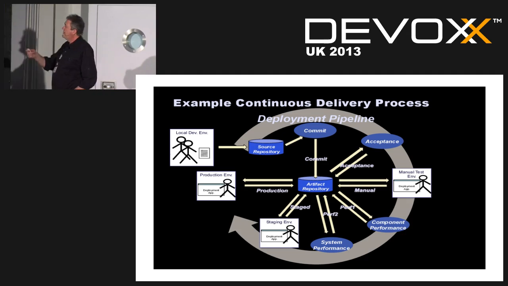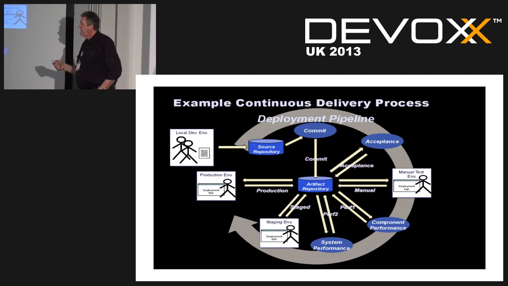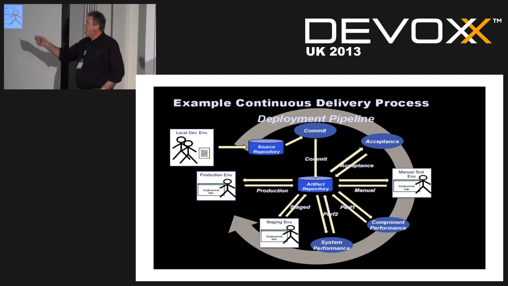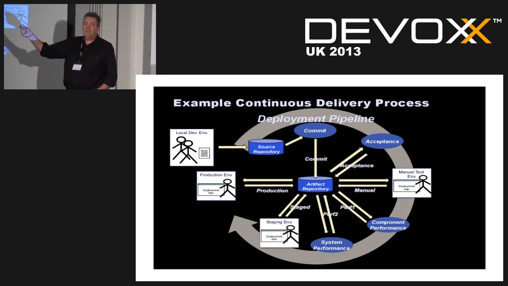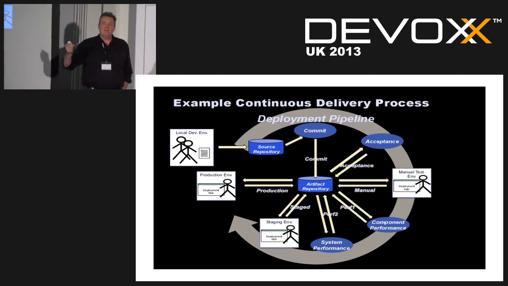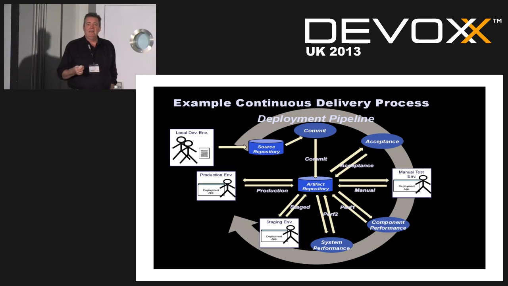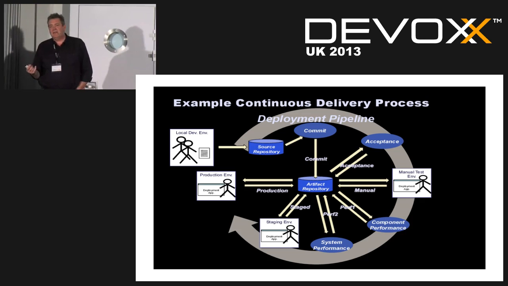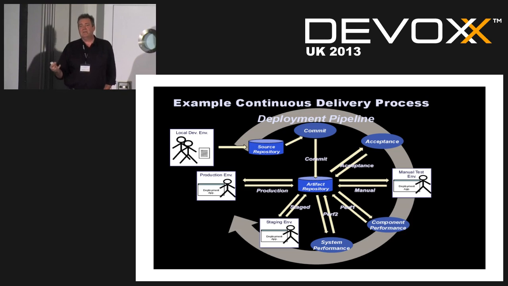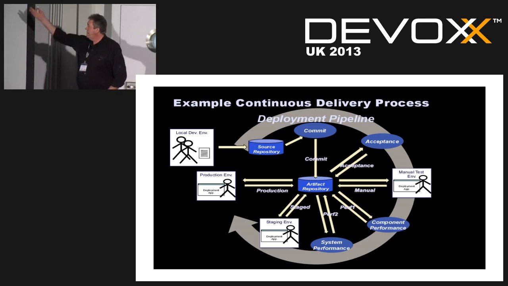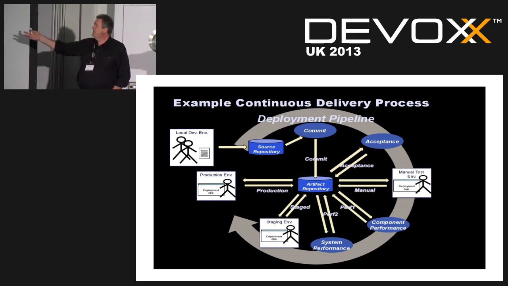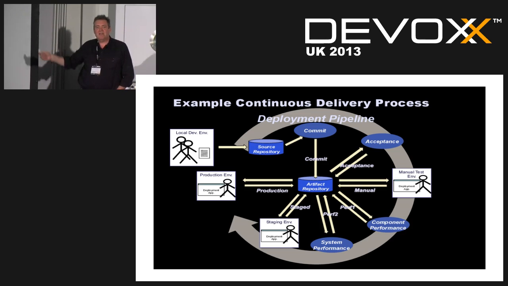Finally, if a release candidate has passed all of these tests, then we have a fairly high confidence that it does what the developers think it's going to do. It does what the business wanted it to do because it passed the acceptance tests. It doesn't do any really quirky things because it passed the manual tests.